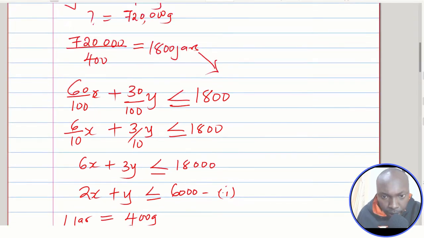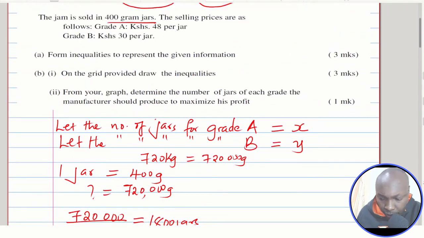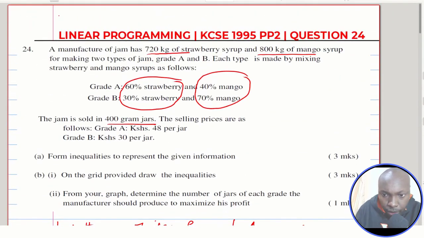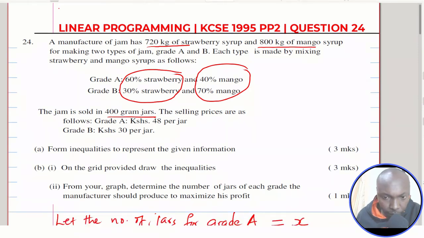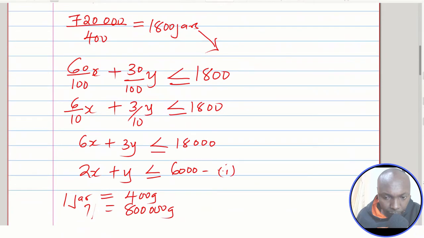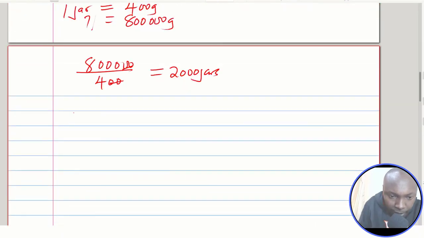So that means that 800 kg of syrup for mango can produce 2,000 jars, since one jar should have 400 grams. Then for grade A, 40% of the mango, so 40% is 40 over 100. Then multiply by the number of jars for grade A.